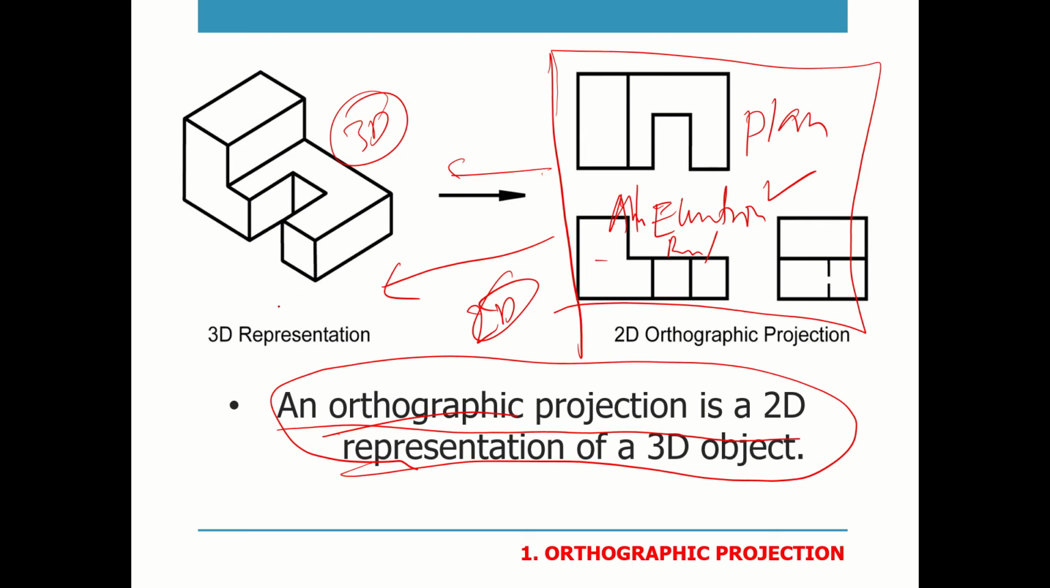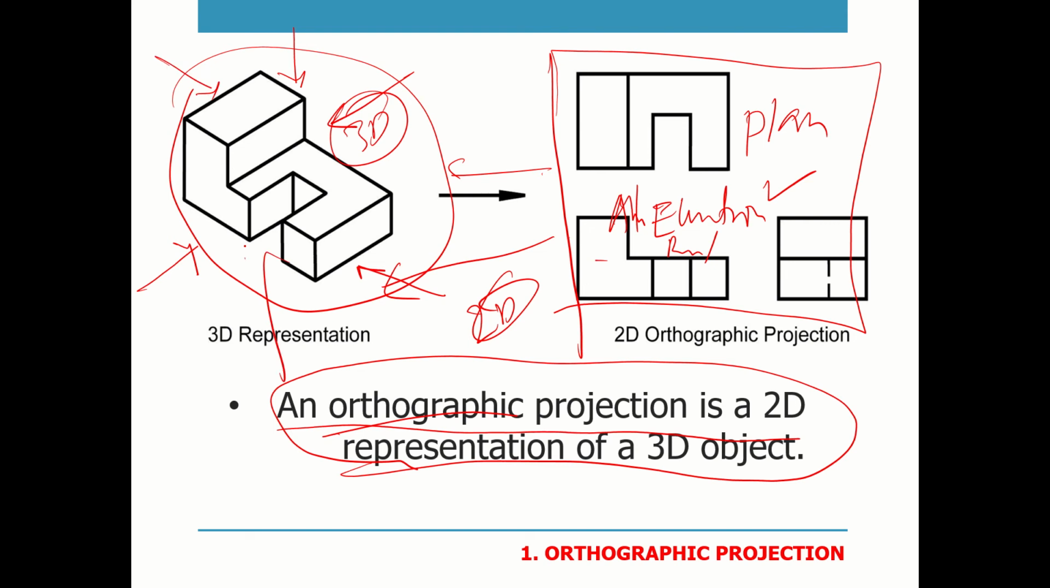Okay, so what we do here in orthographic projection is we have a three-dimensional object, and we try to understand what we see from this side, what we see from the top, what we see from this side, what we see from the rear, and what we see from the bottom. All 6 views are possible. Once we convert that into 2D drawings, it becomes orthographic drawings. So an orthographic drawing or orthographic projection is nothing but a 2D representation of a 3D object.